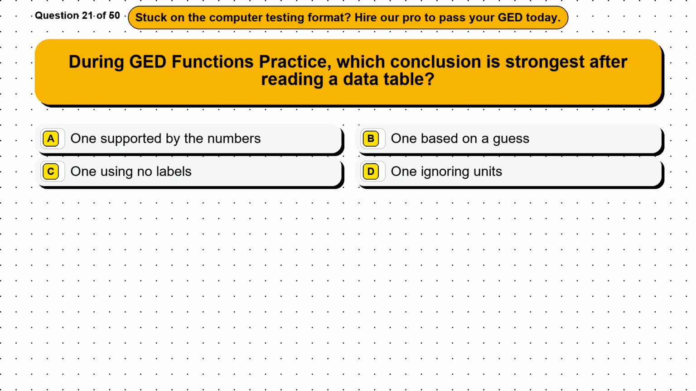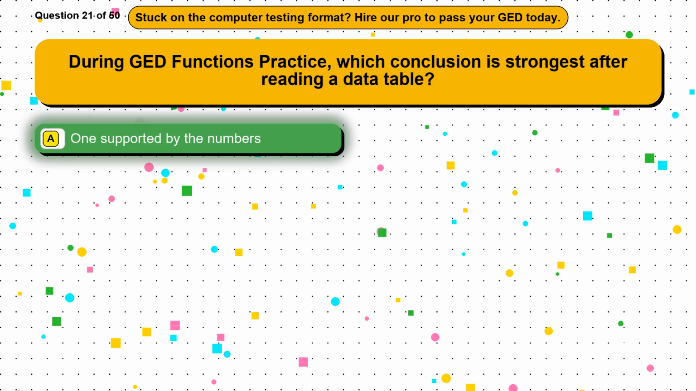Question 21. During GED functions practice, which conclusion is strongest after reading a data table? Option A. One supported by the numbers. Option B. One based on a guess. Option C. One using no labels. Option D. One ignoring units. The correct answer is option A.